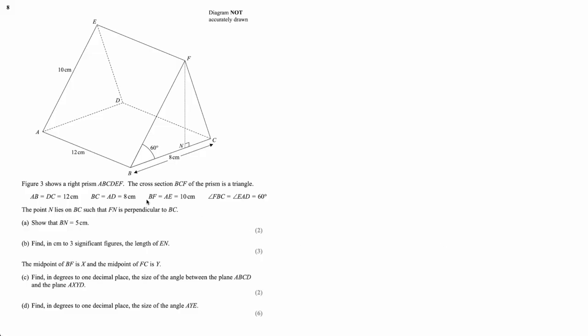Question 8. Figure 3 shows a right prism. Cross-section is a triangle. Blah, blah, blah. The point N lies on BC such that FN is perpendicular to BC. Okay, let's find this perpendicular. Show that BN is equal to 5. Okay, that, guys, I hope is easy. I mean, I hope you think it's easy.